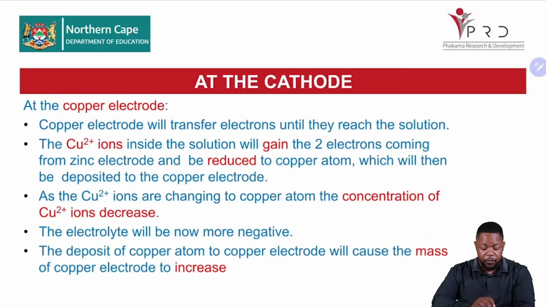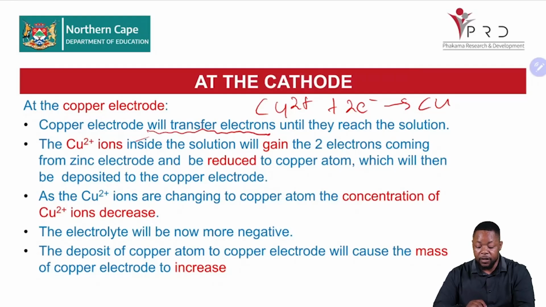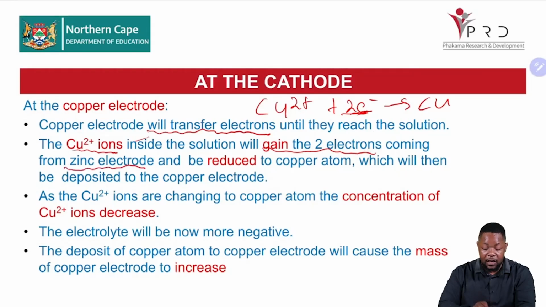At the cathode, we have seen the half reaction that we wrote earlier: the copper ions gain 2 electrons to become the copper solid. The copper electrode will transfer electrons until they reach the solution. These copper 2+ ions inside the solution will gain 2 electrons. These are the 2 electrons that we are talking about. Where are they coming from? They are coming from the zinc electrode, which is decreasing in mass.